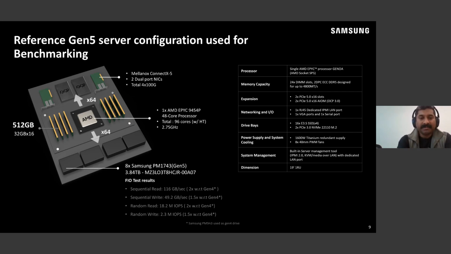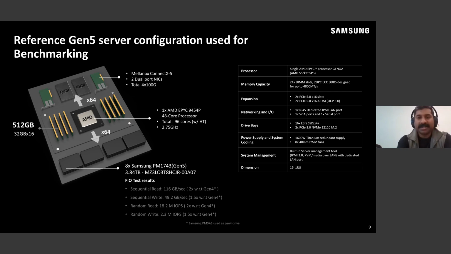And sequential write was again clocking around 50 Gbps, again 1.5 times better than Gen 4. Random read, 18 million IOPS, and random write was 2.3 million IOPS. Again, you can see we have compared it with the best performing Gen 4 SSD, and on reads it is always at least 2 times better, and on writes it is 1.5 times.